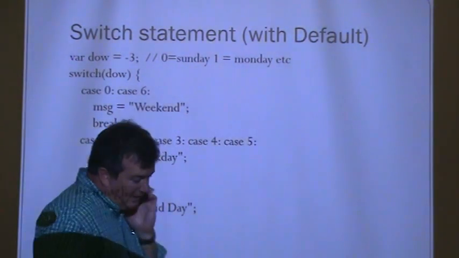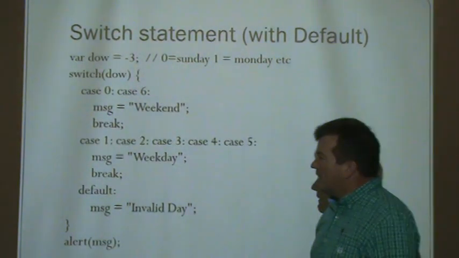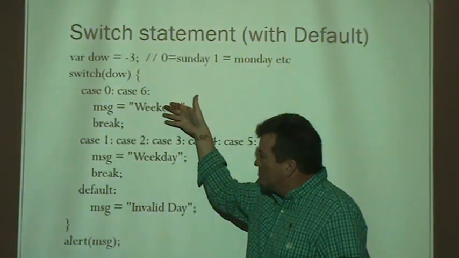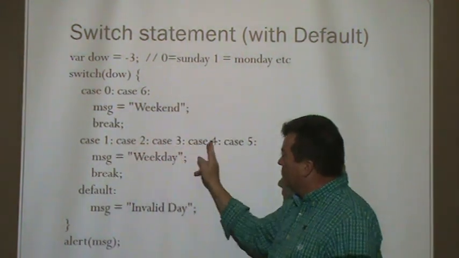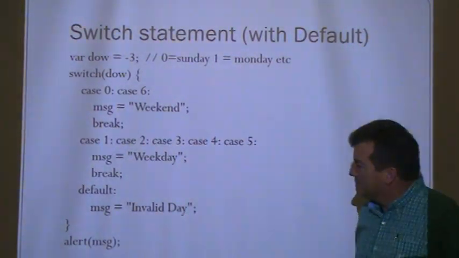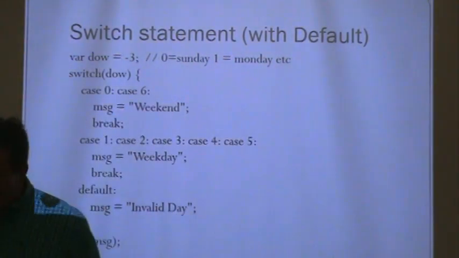So if they gave us a day like 25, which is not a day of the week, there's no 25th day of the week, then we're going to say, well, it's not 0, it's not 6, so it wasn't the weekend. It's not 1, 2, 3, 4, or 5. It's not a weekday. It must be an invalid day. And we'll say the day of the week is invalid.